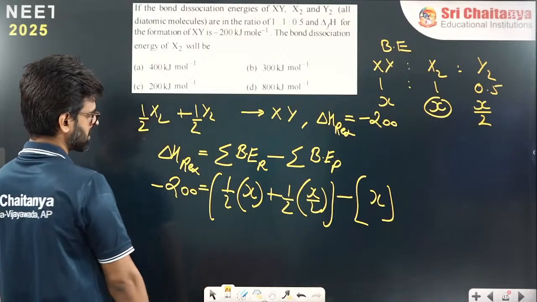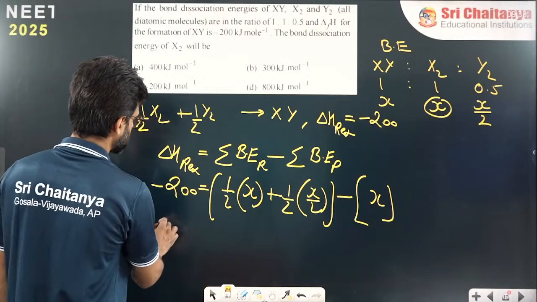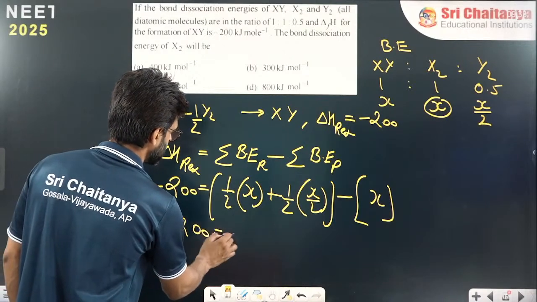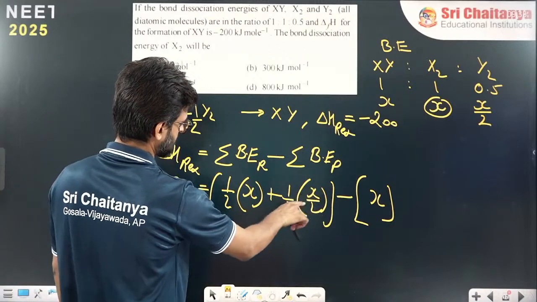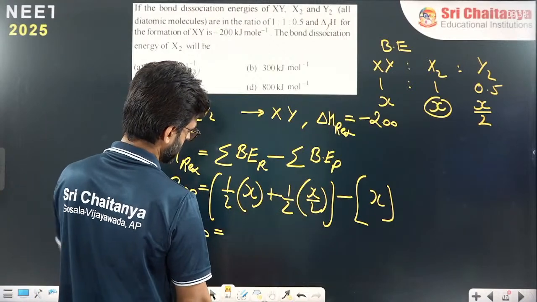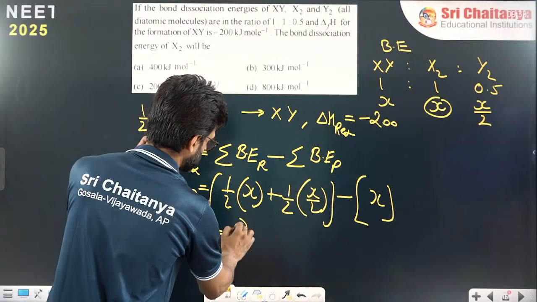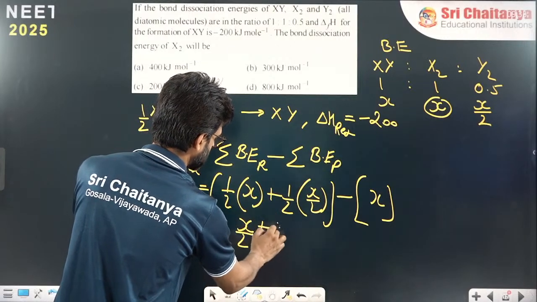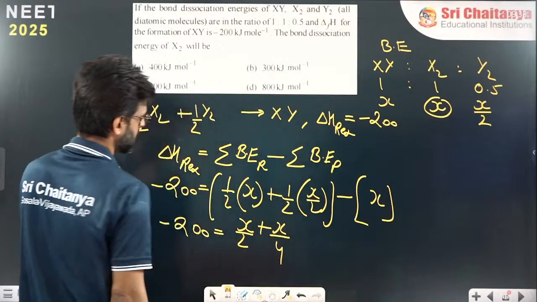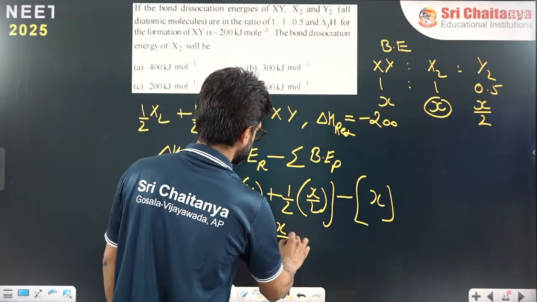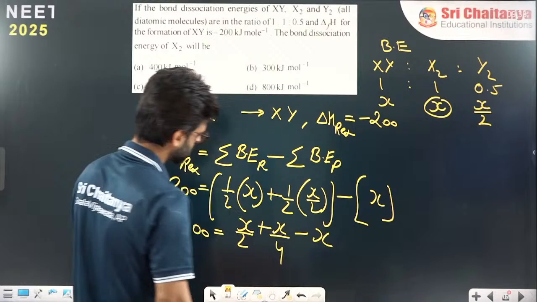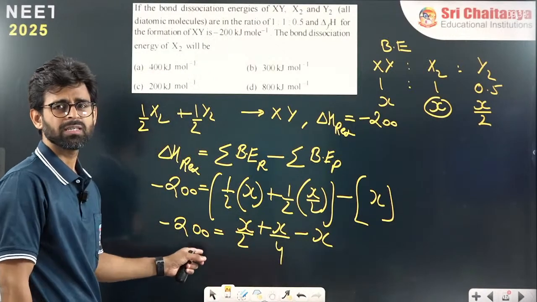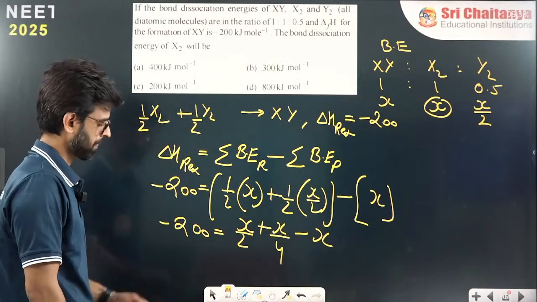From here easily we can get the x value, right? Even if we solve it, it is minus 200 here. It's x by 2. It's x, and here how much? It's x by 2 coming. Here x by 4 coming, right? And here coming which value? It's coming minus x, right? Let's just solve it to get the value of x, right? Clear? Easy.